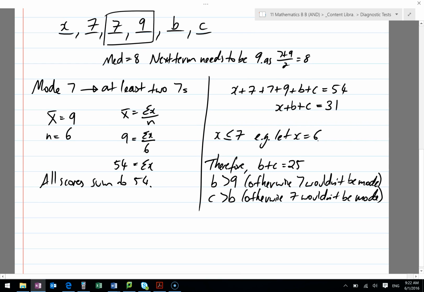Okay, so from here we can generate some solutions using these conditions. So B needs to be greater than 9. So I could say, for example, B equals 10, C equals 15. Okay, we'll think of all the other combinations I could have. B equals 11, C equals 14, B equals 12, C equals 13. And that's just looking at the integers.